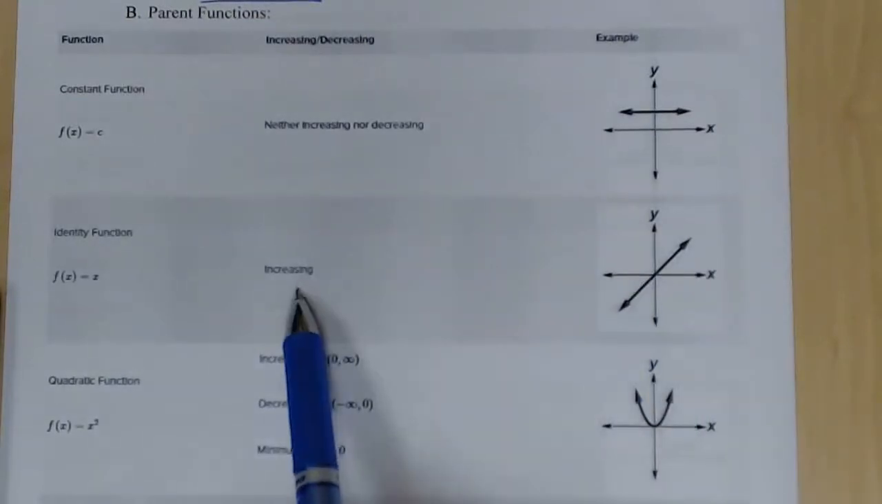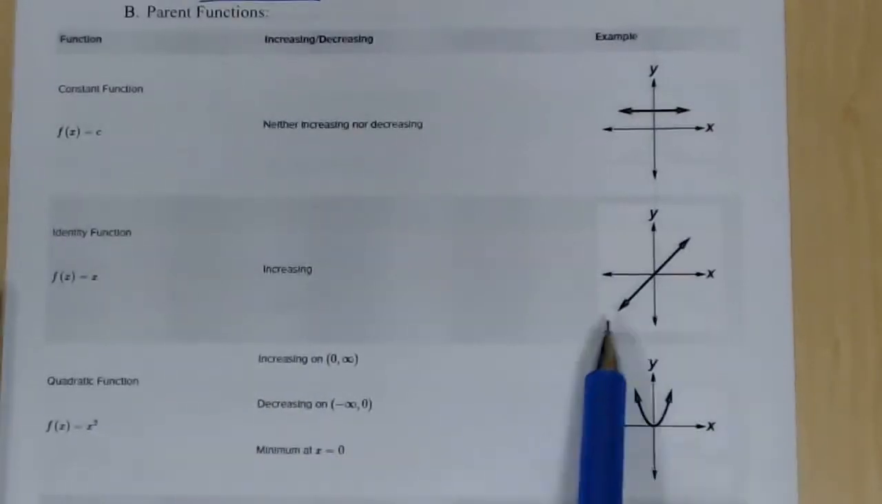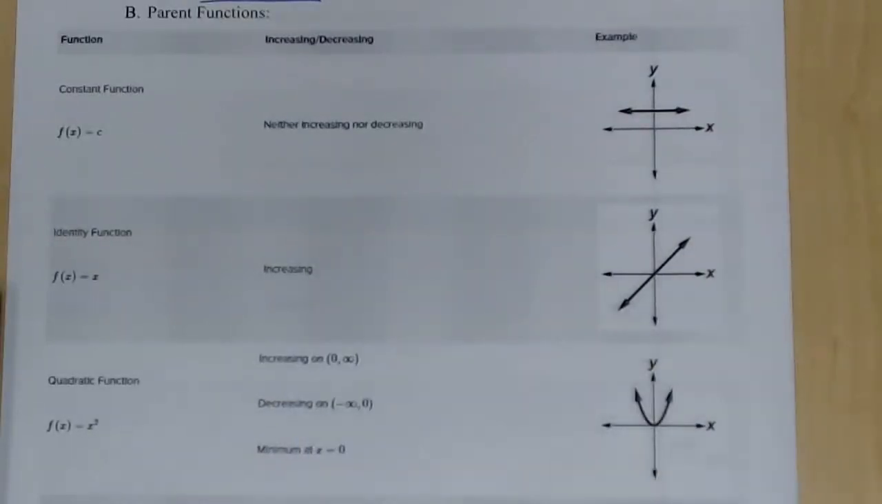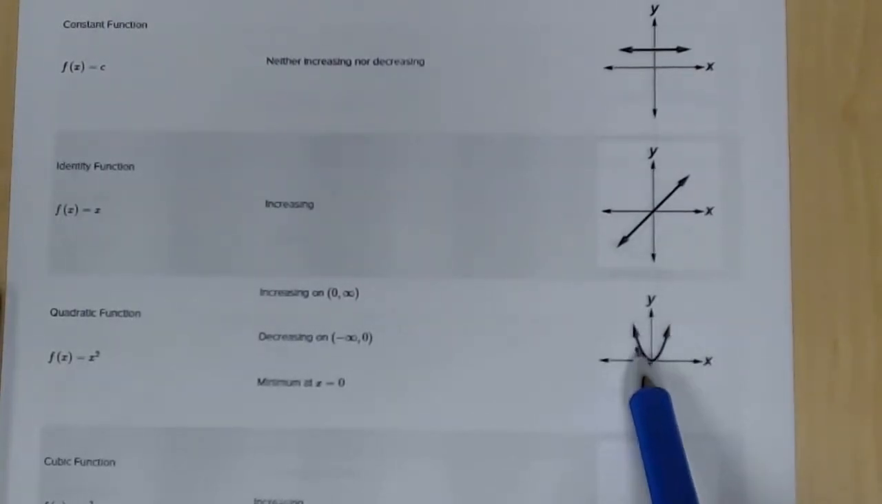The identity function, notice just the parent function itself. We're not talking about all its children, just the parent function itself, y equals x. Left to right, you can see it's increasing. Quadratic function, we can see that our parent function here is our U-shape.